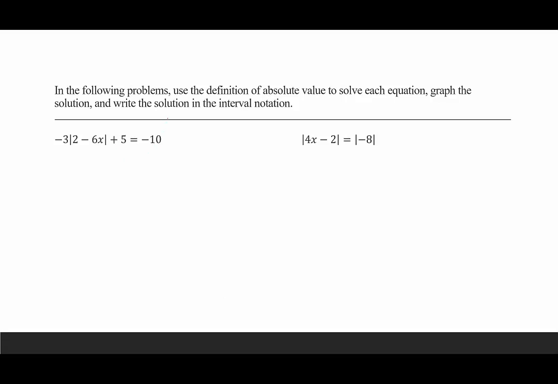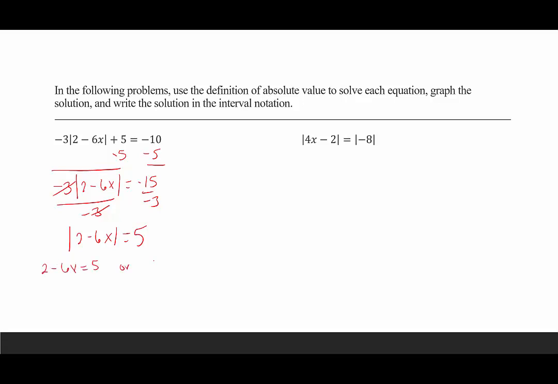Okay, for the first one, you might be thinking, wait a minute, it's equal to something negative, no solution. But get the absolute value by itself first before you make that judgment. First thing we're going to do is subtract 5 from both sides. And we end up with negative 3 times the absolute value of 2 minus 6x is equal to negative 15. Divide both sides by negative 3. We get the absolute value of 2 minus 6x is equal to positive 5. It's equal to something positive, so there are two solutions. One is when what's inside the absolute value is equal to 5. The other is when what's inside the absolute value is equal to negative 5.